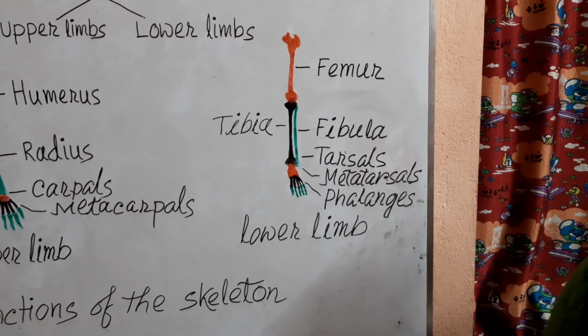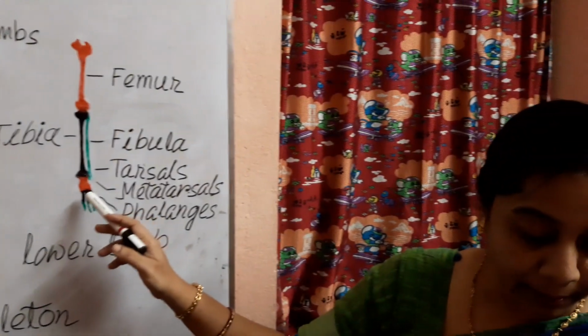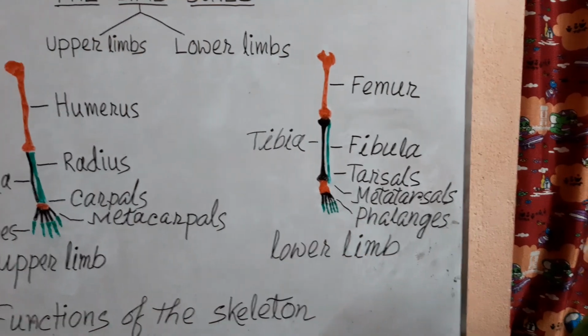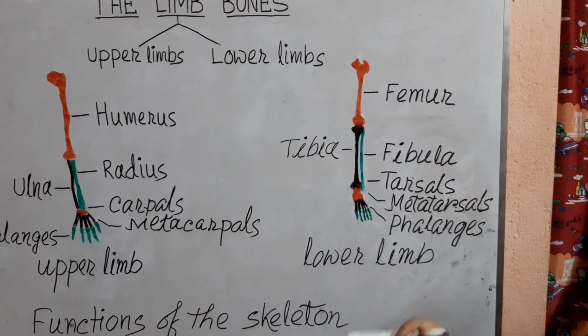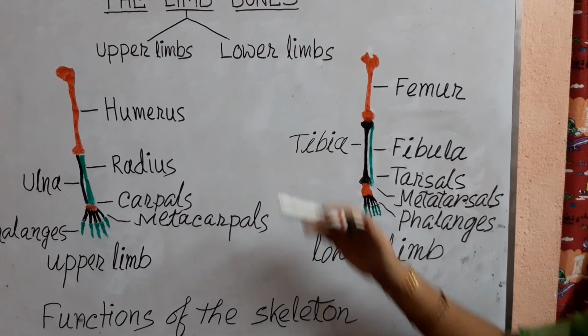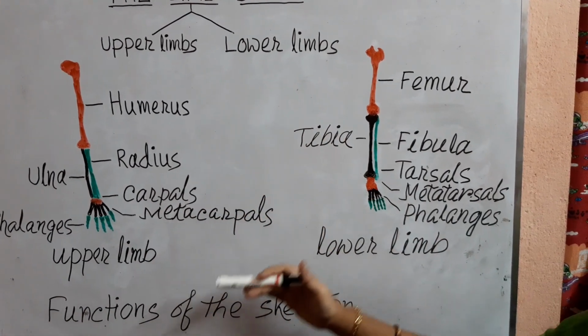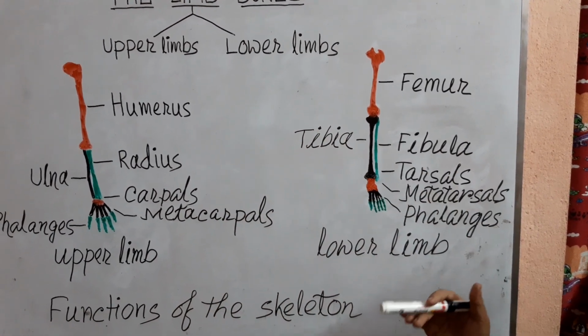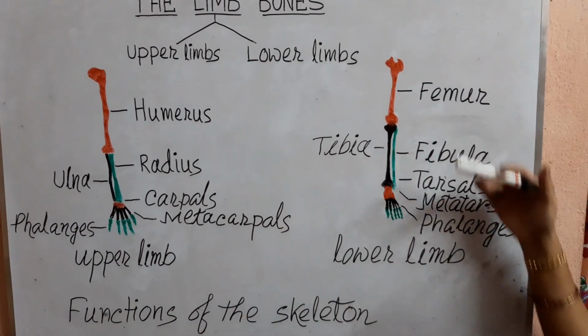They are very small bones, but their number is more. Understood? So children, this is all about the description of the bones present in the upper limb and the lower limb.